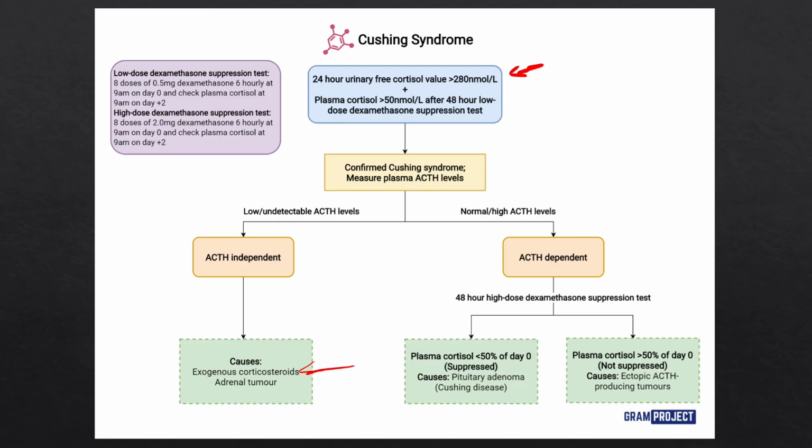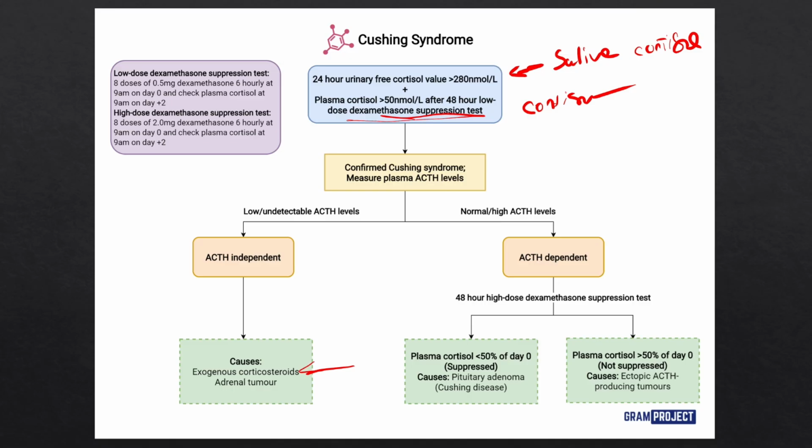And there are also other tests. Sometimes they will ask you about saliva cortisol. This could also show up in exams in place of the urinary free cortisol. So if this one is high, then you will do a dexamethasone suppression test, where you give a low dose of dexamethasone. If the patient is normal, I mean they don't have Cushing syndrome, the cortisol will be suppressed. But in this case the cortisol is not suppressed, so you know this is Cushing syndrome.